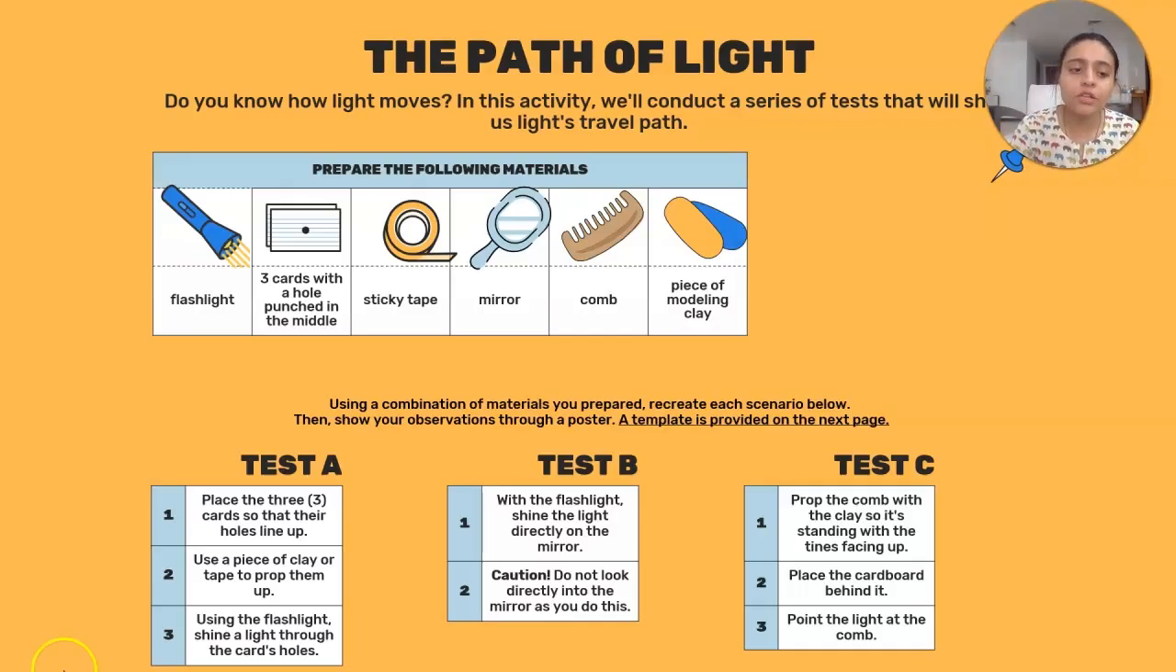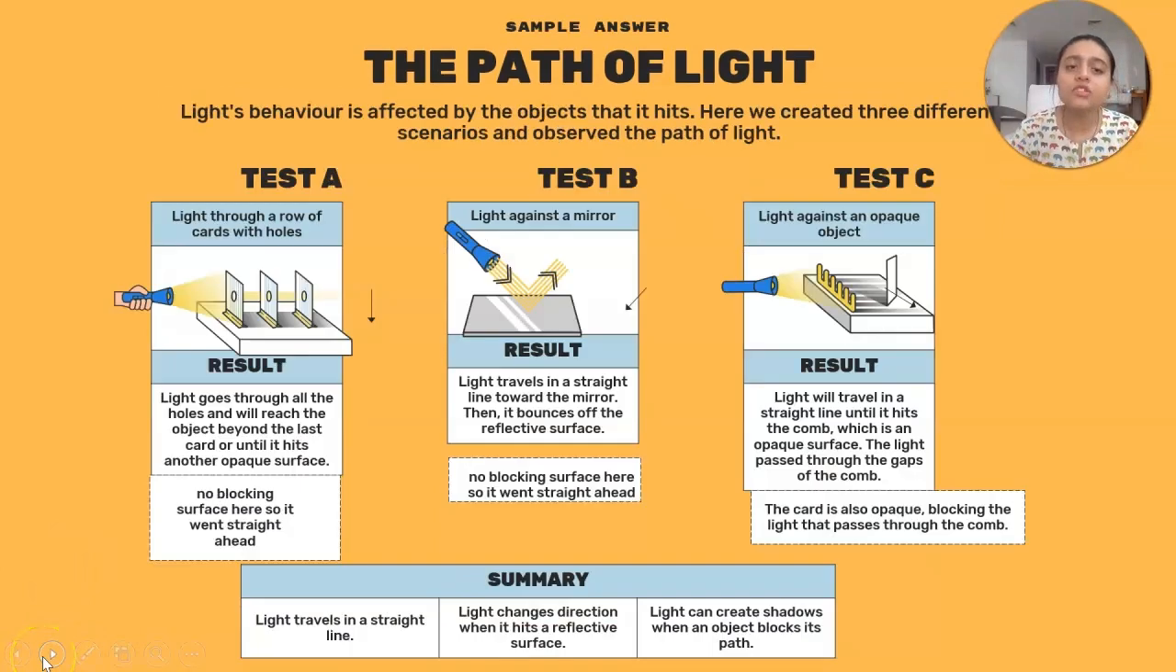In the first test, we will shine a flashlight upon the 3 cardboards which have a hole in them. What we will see is that light goes through all the holes and reaches the object beyond the last card, until it hits another opaque surface. So in test A, we can see that no blocking of light rays takes place and the light is easily travelling in a straight line through the middle of the 3 cardboards.